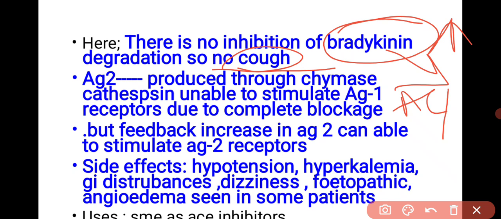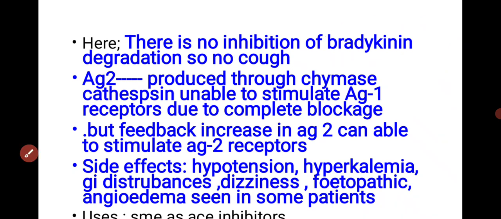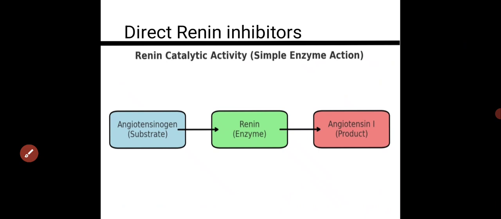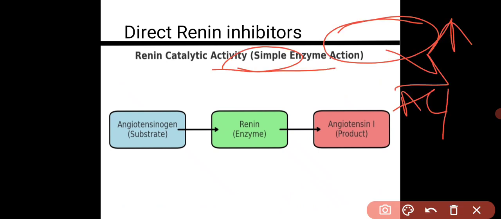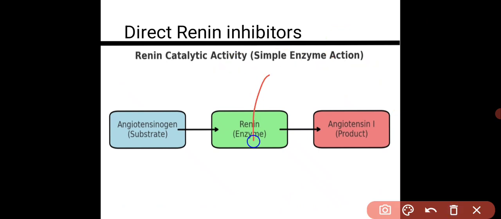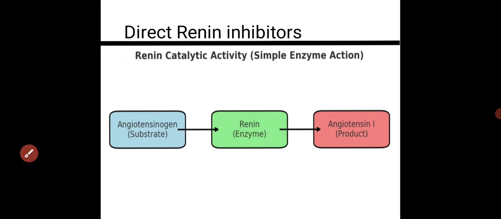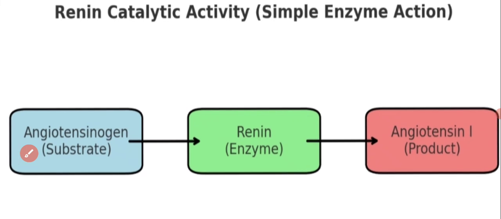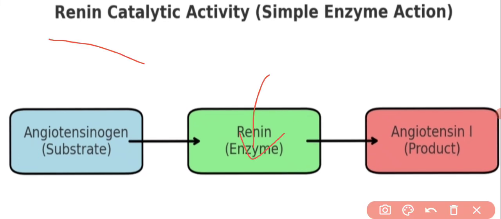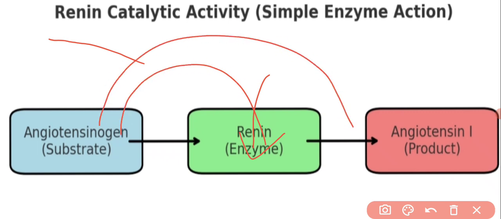Remaining everything is the same. Okay, so the last and final category are the renin inhibitors. How do they act? They act by binding to the catalytic site of renin, so thereby they prevent the association of angiotensinogen with renin. So renin is unable to convert angiotensinogen to angiotensin 1. Thereby the following steps in the RAS system are also inhibited.